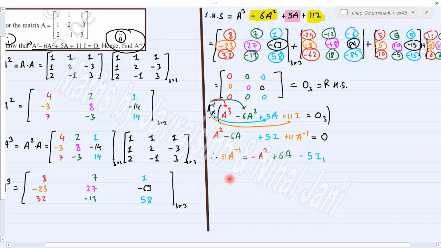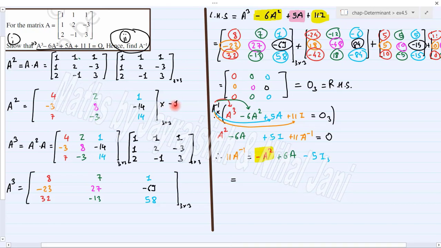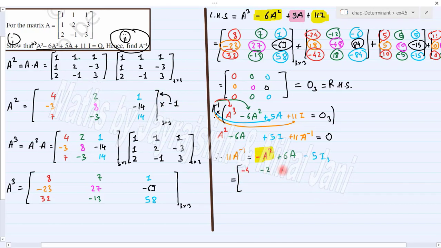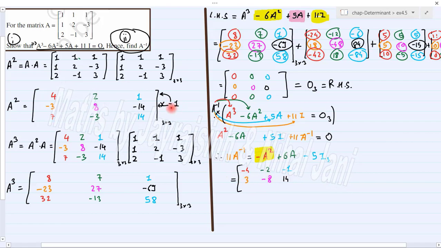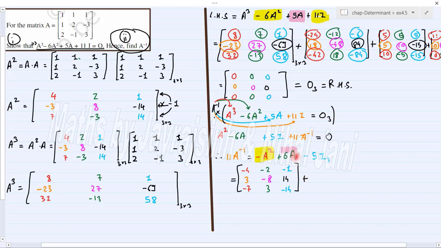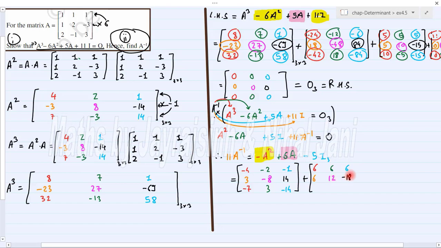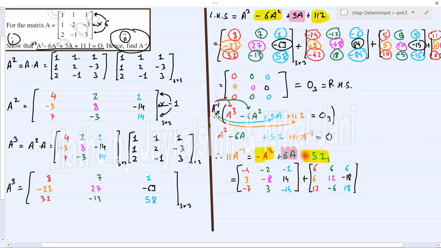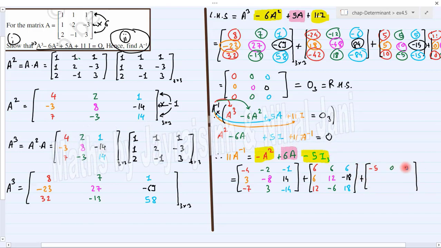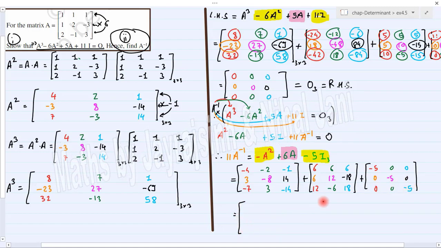So to obtain A inverse, we are going to need minus A square, and for that we have to multiply A square with minus 1, plus your second element is 6A, or we can say we have to multiply 6 with matrix A, and finally your last term is minus 5I3, or we can say we have to multiply minus 5 with the identity matrix. So let's add respective elements.